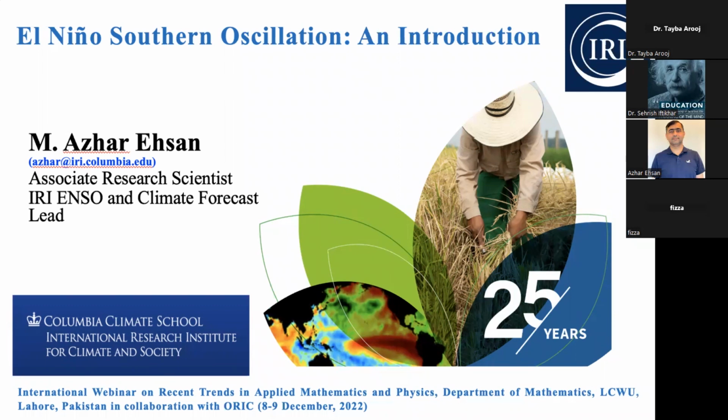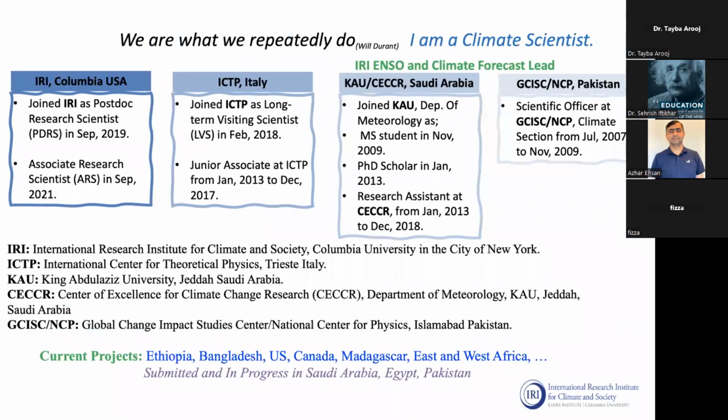Before going into the introduction of El Nino Southern Oscillation, I would like to introduce myself. I'm a climate scientist, and my journey started from the Global Change Impact Studies Center in 2007, when I joined NCP, National Center for Physics, as a scientific officer. Then I moved to Saudi Arabia. During that time, I was a junior associate at ICTP, International Center for Theoretical Physics, Italy. After my PhD, I joined ICTP as a long-term visiting scientist or postdoc. From ICTP, I moved to IRI, Columbia University, as a postdoc for the initial 2 years, and then was promoted to associate research scientist in September 2021.